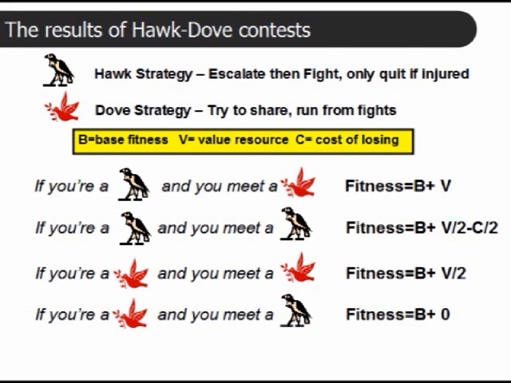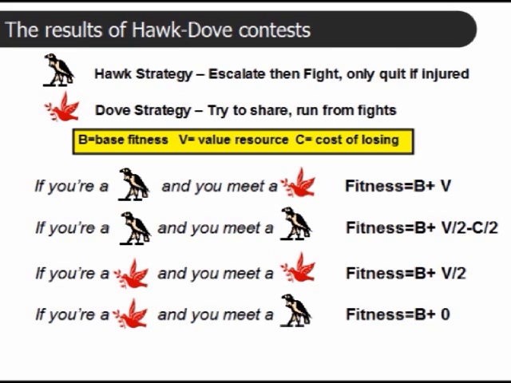If you're a hawk and you meet a hawk, well, there's guaranteed to be a fight. And you're going to win half the time, you're evenly matched. You're going to win half the time, and you're going to lose half the time. So the resulting fitness will be the base B that you started with, and for the times you win, you get V over 2, and for the times you lose, it's minus C over 2.